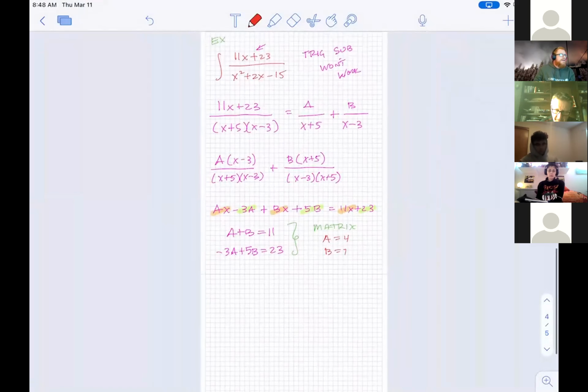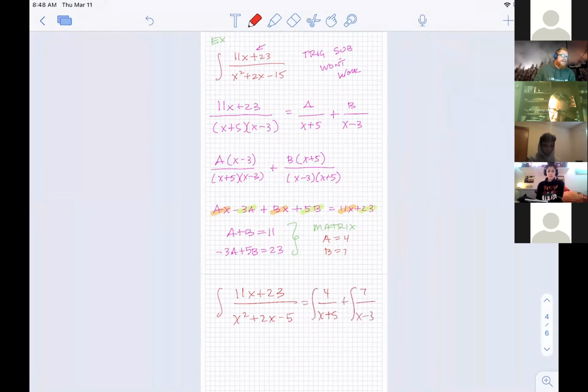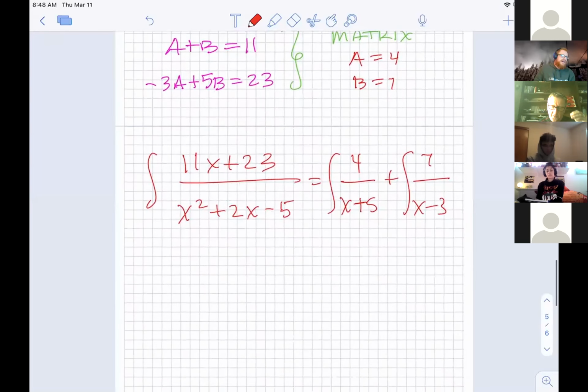So all of this to say, I can stare at my original problem and decide I am terrified of it and that I do not know what to do. But we just figured out that that's the same thing as A over x plus 5, but A is now 4. And I can do this as 2 separate problems then, plus B, which is 7 over x minus 3. I left out the dx's because I don't have room. So, hey, that's a way easier problem. Is everybody okay with the fact that I'm ignoring this?